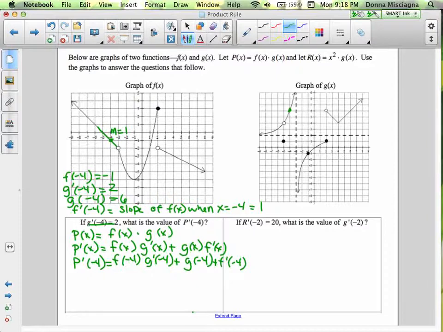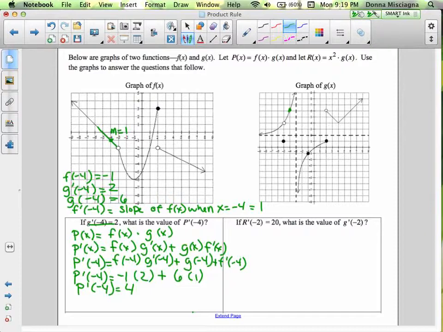So p prime of -4 is equal to -1 times 2 plus 6 times 1. And the only difficult thing in these problems is the correct setup, using the correct formula. Not just saying, oh, I'm just going to multiply values together. No, you got to use the product rule, and then find your values and choose those correctly. So we've got -2 plus 6. That's going to be a 4. 6 minus 2, that's going to be a 4. And so what does that mean? p prime of -4 is 4.